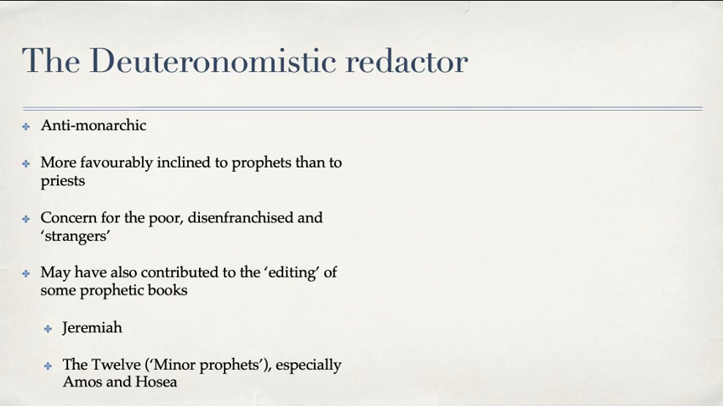This redactor seems to have a concern for the poor, the disenfranchised, and for strangers, and may also have contributed to the editing of some prophetic books, in particular the book of Jeremiah, which scholars regard as being very Deuteronomistic. Some scholars think that Jeremiah could in fact have been a Deuteronomistic redactor of the earlier books like Samuel and Kings, and also books like the Book of the 12, called in English Bibles the Minor Prophets, especially the books of Amos and Hosea, which appear to be very Deuteronomistic.